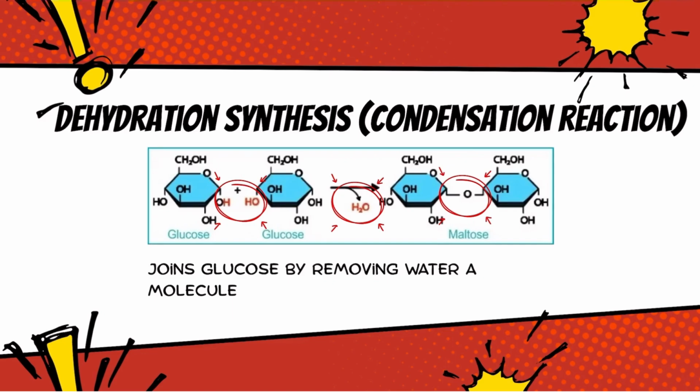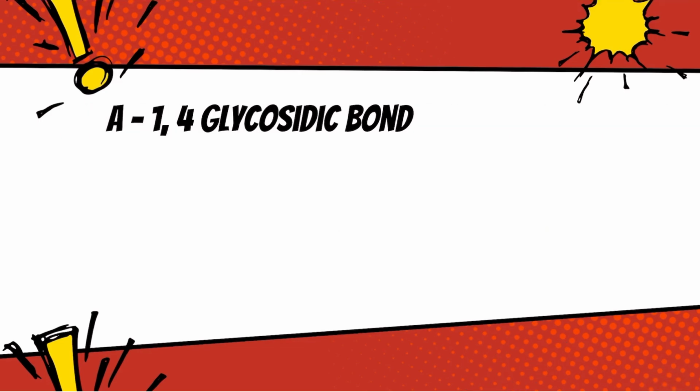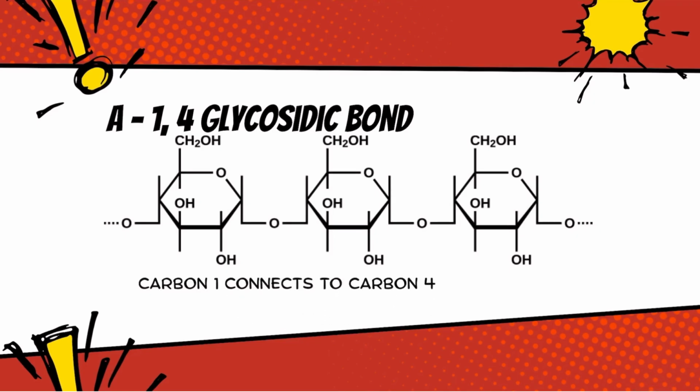But what is this bonding called? This bonding is called the alpha 1 and 4 glycosidic bond. Why is it called the alpha 1 and 4 glycosidic bond? Because one glucose molecule connects to the other glucose molecule using its carbon 1. That is called the carbon 1 of this glucose molecule. Then, it connects to the next glucose molecule but on the 4th carbon atom. That is why it is called the alpha 1 and 4 glycosidic bond.